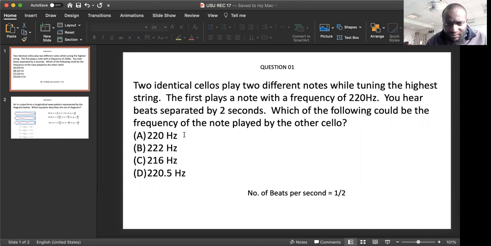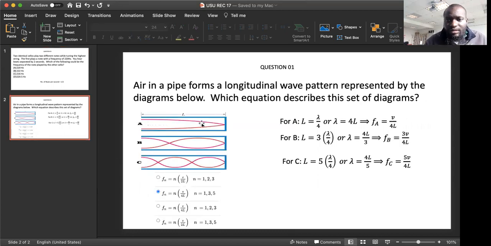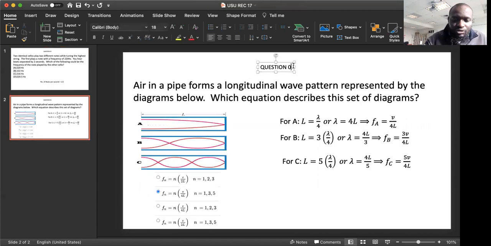But in this case, we only have 220.5. The other correct answer would have been 219.5, but it's not an option. So the only correct option here is D, 220.5. So you just add or subtract the number of beats per second to whichever frequency you have to get the other frequency. Then the second question, this is question 02, not 01.